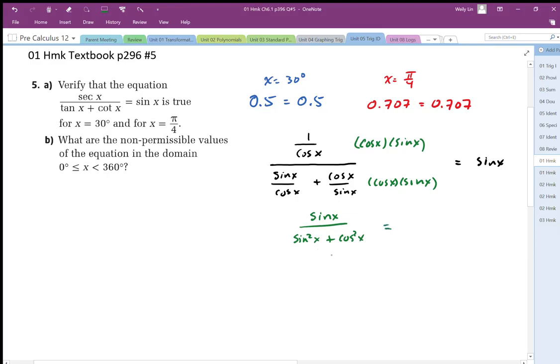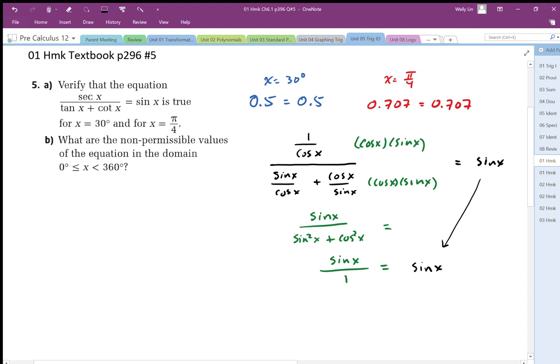And then this is an identity, cos squared plus sine squared is equal to 1, so we end up with the left side is sine x, and the right hand side is also sine x. So this is in fact an identity because for all values of x, this is actually true.